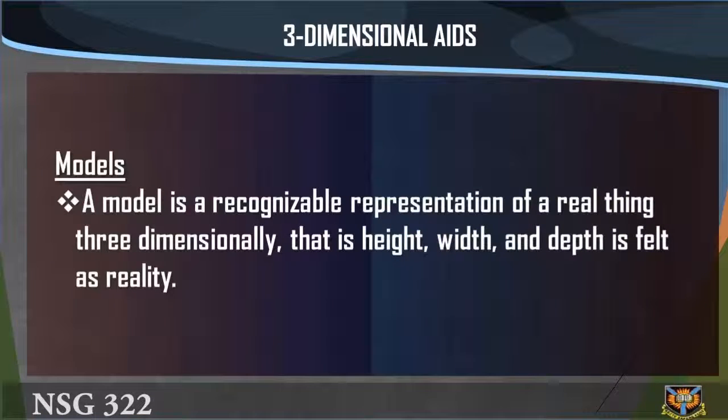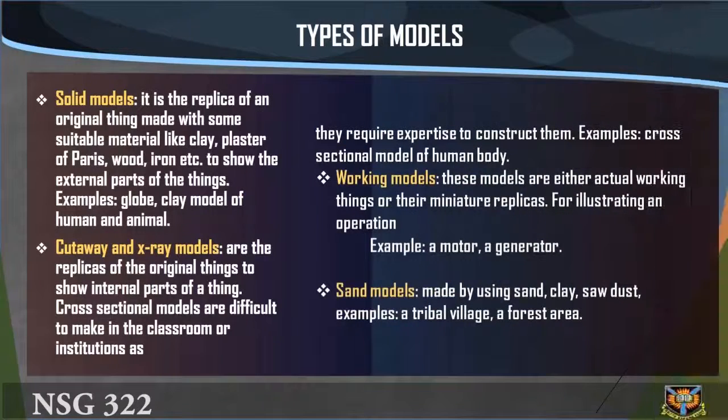Dimensional aids. Models. A model is a recognizable representation of a real thing, three-dimensionally, that is, height, width, depth, felt as reality. Types of models. Solid models: the replica of an original thing made with some suitable material like clay, plaster of Paris, wood, iron, etc. to show the external parts of the thing. Examples: globe, clay model of human and animal.